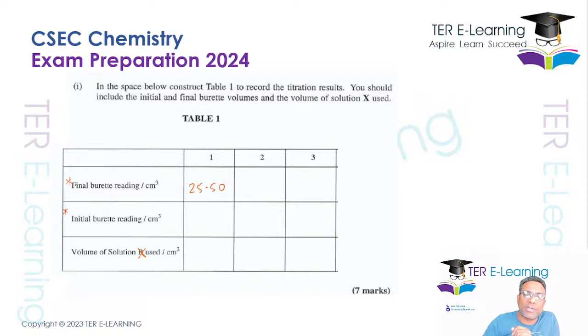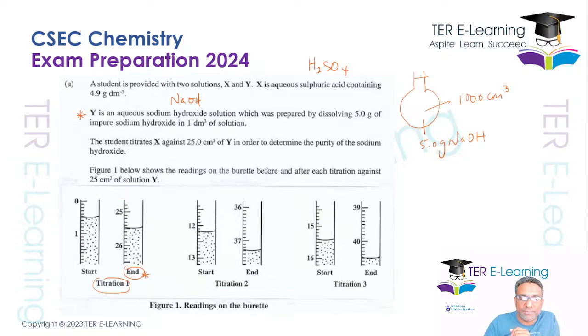Next thing we want now is the initial burette reading. Just give me what this reading here is. What is that reading there?